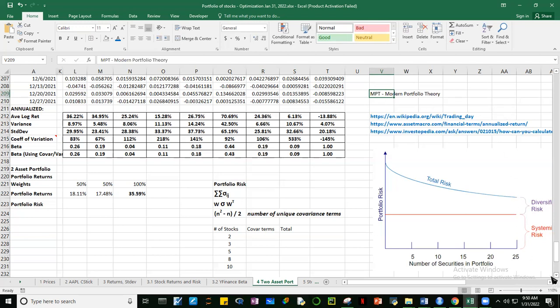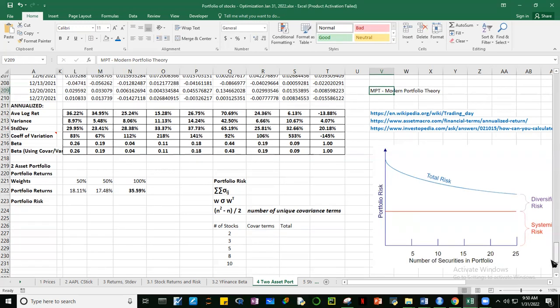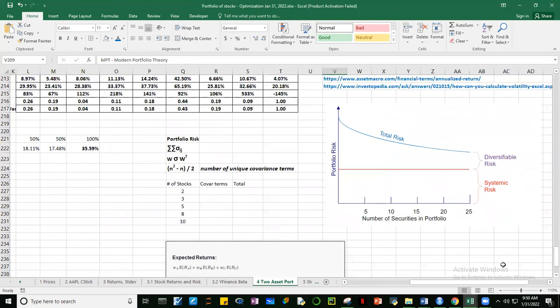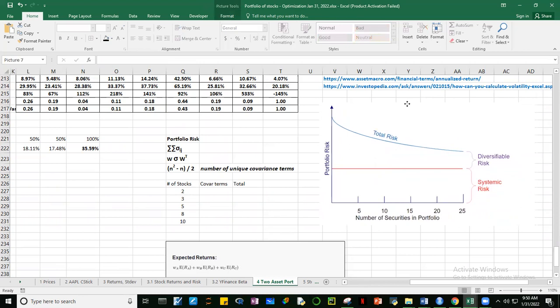Kasi it tells us that in order to mitigate against risk, importante na dinadiversify yung asset. If you take a look at this plot, guys, nakita nyo to.